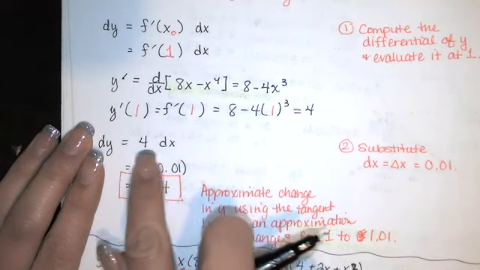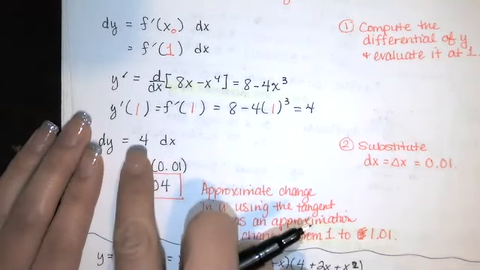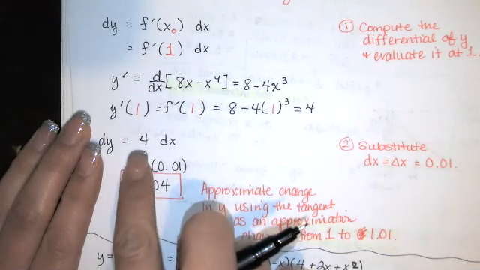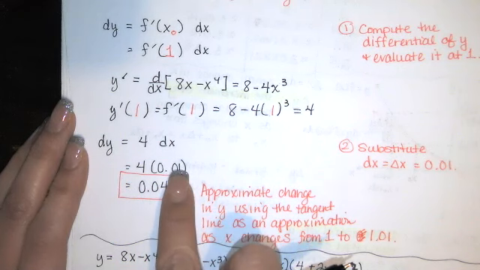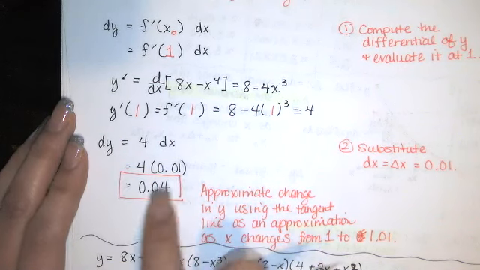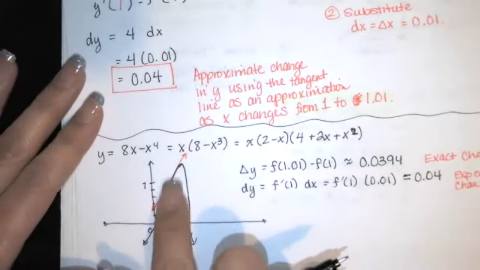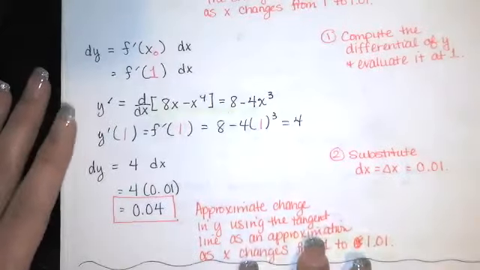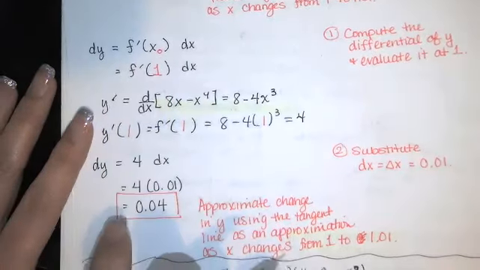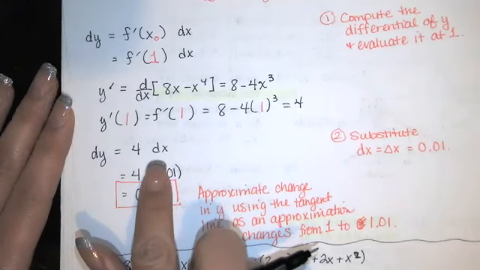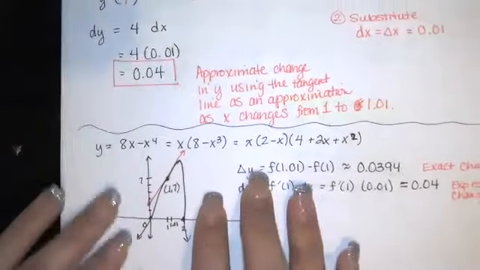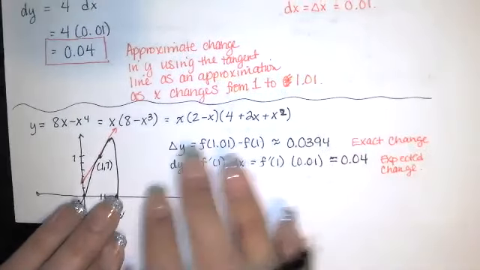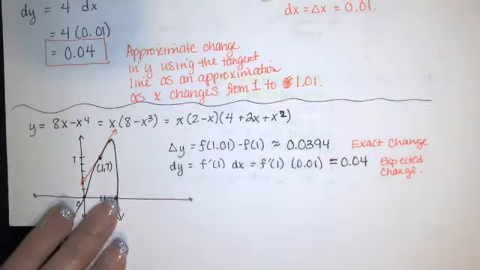Then you multiply by the change in x. This says y goes up by 4 when x goes up by 1. And then we say, well, how does y change if x goes up by 0.01? Well, we just take the slope and we multiply by 0.01, and we get the approximate change in y using the tangent line as an approximation. So we compute the differential, plug in the x value, we get this, and then we multiply by the change in x. And we see that they're pretty similar, very similar.